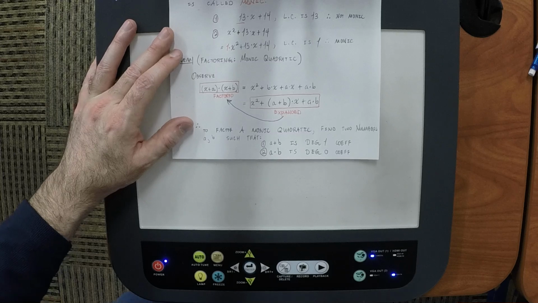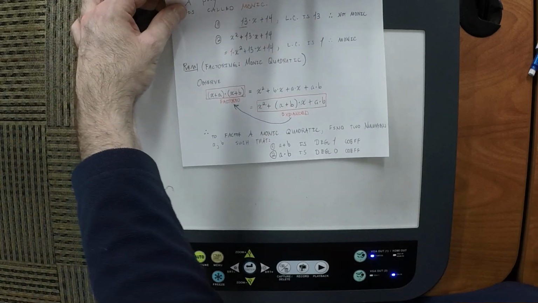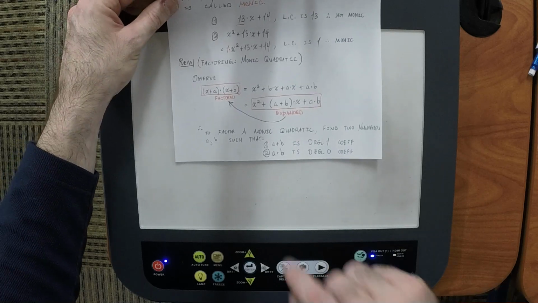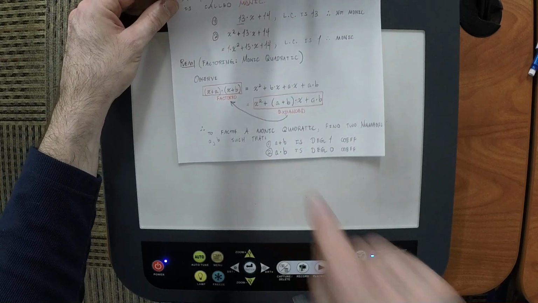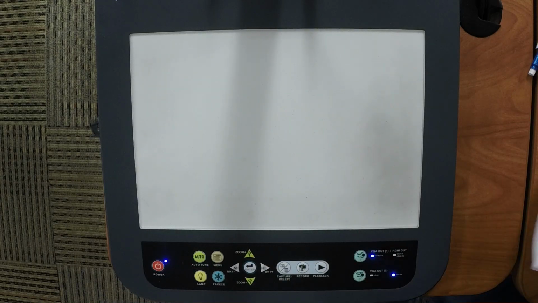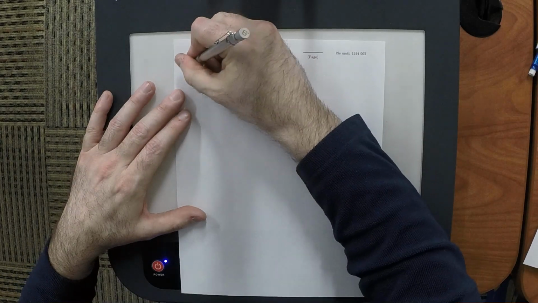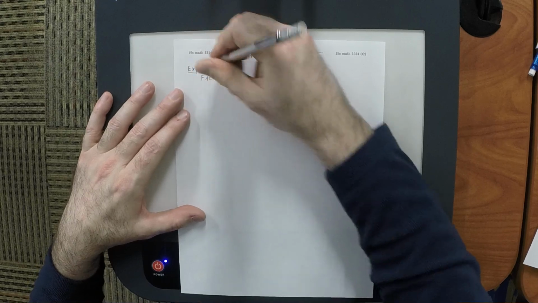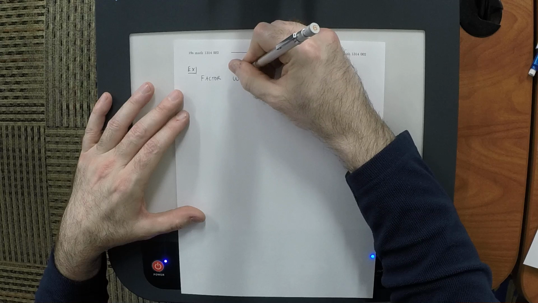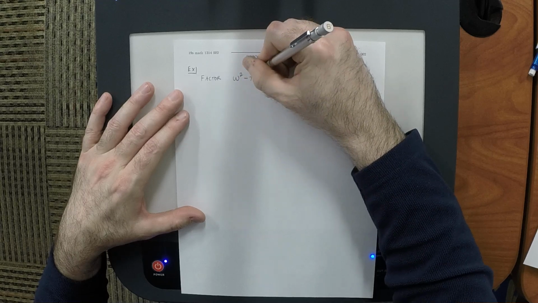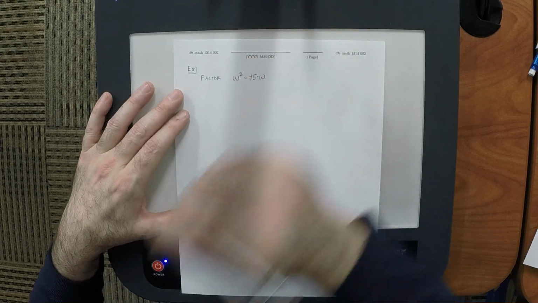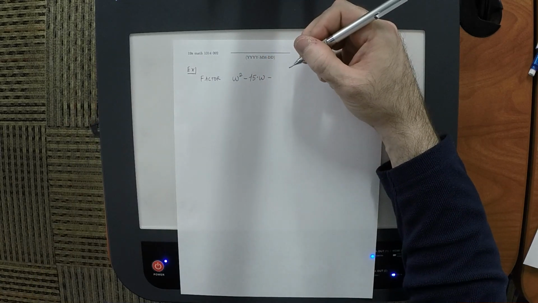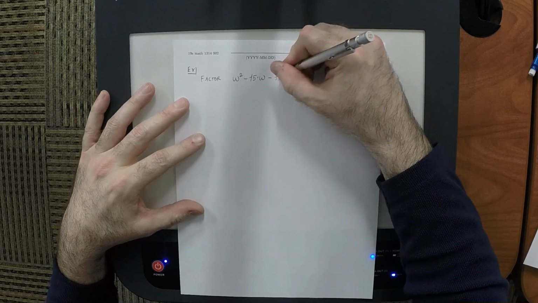All right, so let's have one of these as the last example. We want to find two numbers that satisfy two things. So here's an example. Please factor w squared minus 15w minus 126.